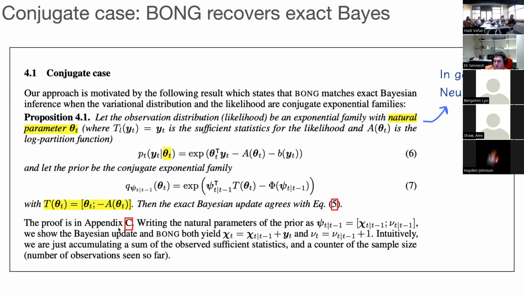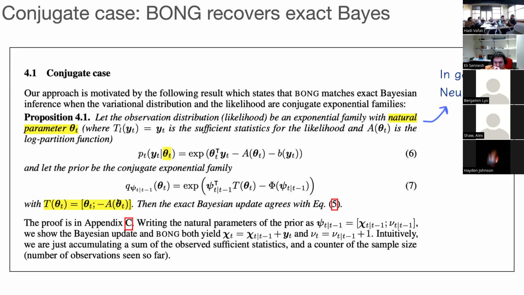And you can actually see the appendix C. It's not a huge derivation. It's just moving some terms around. But yeah, if you have these specific variational parameters, both Bayesian update and BONG yield the following update. They also provide intuition why this happens. But yeah, just to summarize this slide, if you make these extremely simplifying choices and have a conjugate case, BONG, it turns out, is kosher in a Bayesian sense.